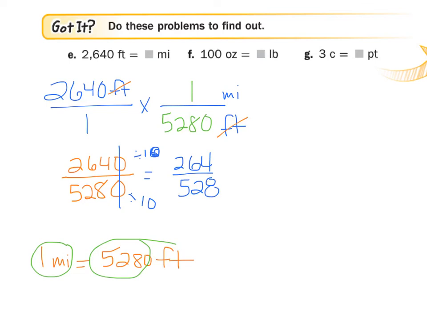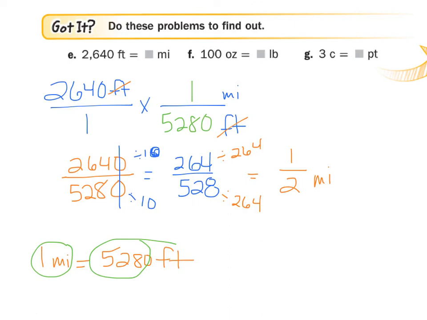Well, they're both even. I know I can divide by 2, but actually this one, just for our speed today, we can actually divide by 264. And we're going to get 1 over 2, because I just happen to know that 2,640 is half of our 5,280. So this 2,640 feet is half of a mile.